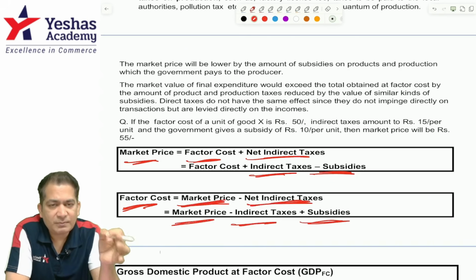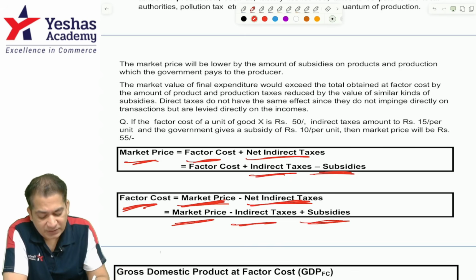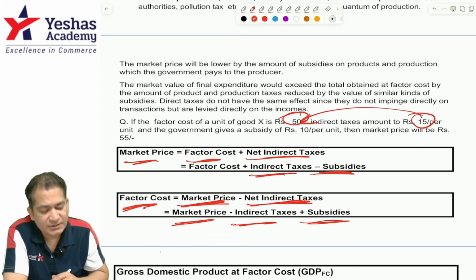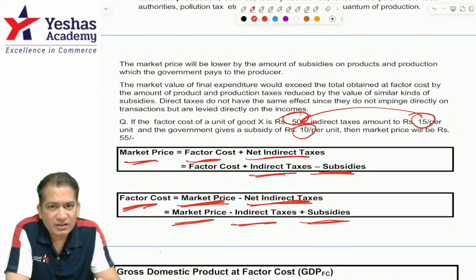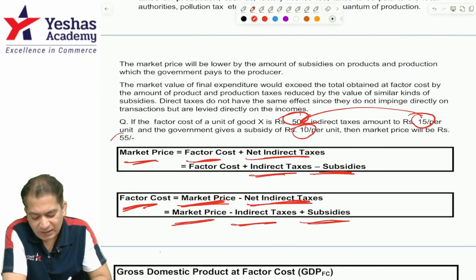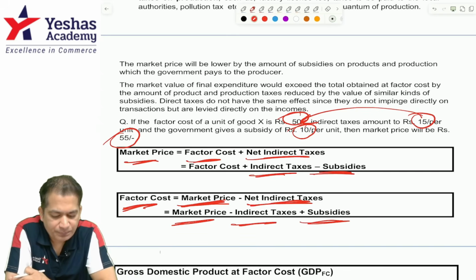Clear? So it means if the cost of the unit is 50 rupees and the amount of tax is 15, then 50 plus 15 will be 65. Then the government gives a subsidy of 10, that is minus 10, so the product will be 55 rupees in the hands of the consumer.